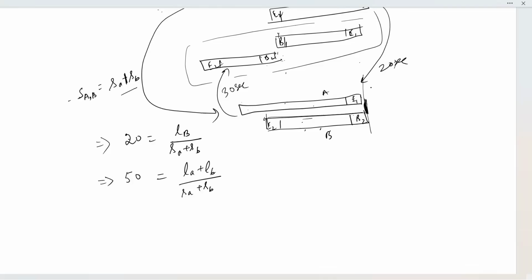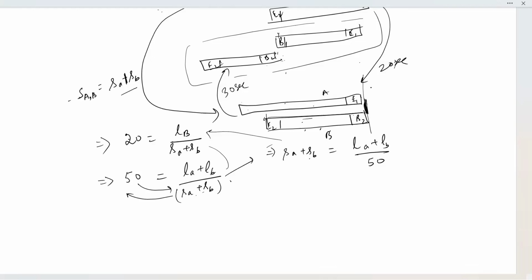Now I have two relations. So what I can do is substitute the value of this SA plus SB from either of the equations and put it in the other equation. So I'll take it from here and put it over here. From here I get SA plus SB is equal to, this goes here and this goes here in the denominator. That comes out to be LA plus LB by 50.